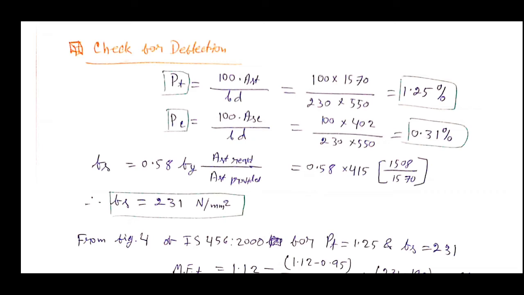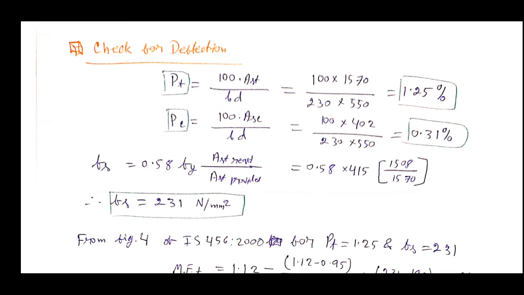We have to check now. For the deflection check, first of all we have to find the percentage of steel. In the case of a doubly reinforced beam, we have to find two types of percentage of steel: for tension reinforcement and for compression reinforcement. For tension reinforcement, percentage of steel Pt is 100 Ast by bd, that is 100 into 1570 by 230 into 550, which equals 1.25%.